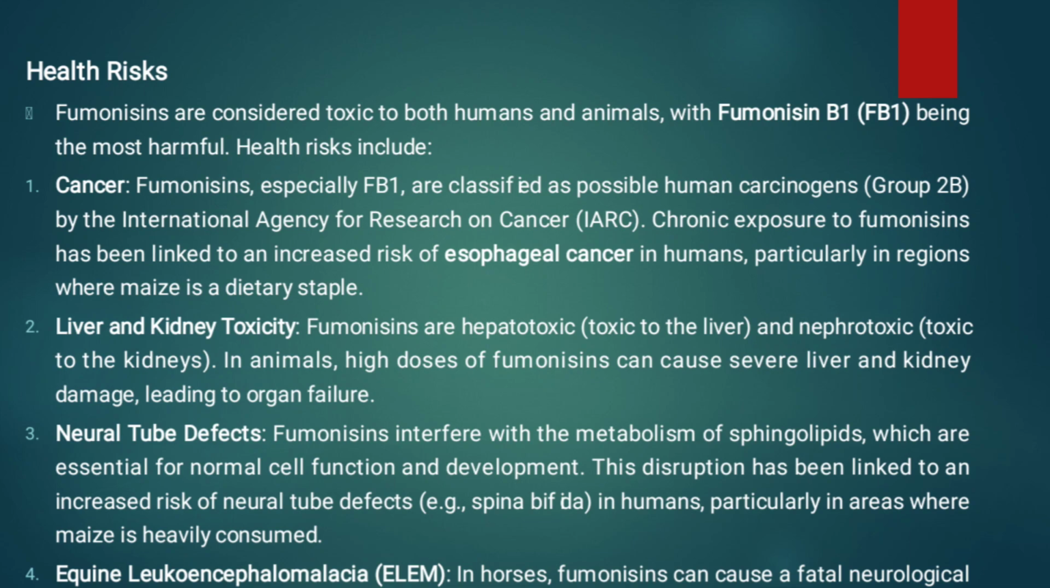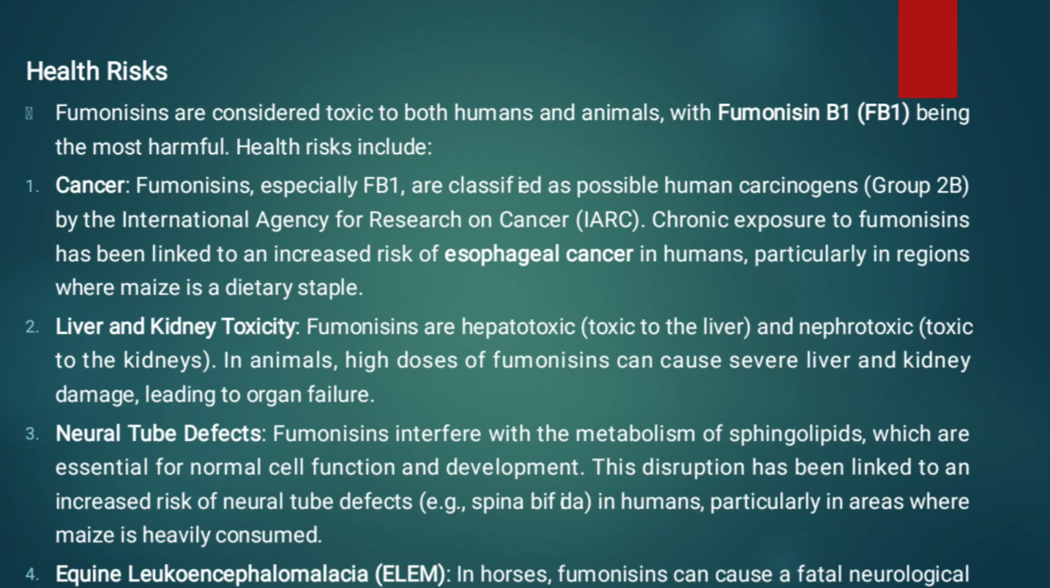Fumonisins, especially type B1, are classified as possible human carcinogens, group 2B, by the International Agency for Research on Cancer. Chronic exposure to fumonisins has been linked to an increased risk of esophageal cancer in humans, particularly in regions where maize is a dietary staple. And the next health risk is liver and kidney toxicity. Fumonisins are hepatotoxic, which means toxic to the liver, and nephrotoxic, which means toxic to the kidney. In animals, high doses of fumonisins can cause severe liver and kidney damage, leading to organ failure and neural tube defects.